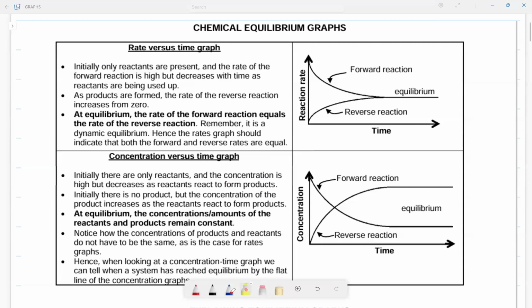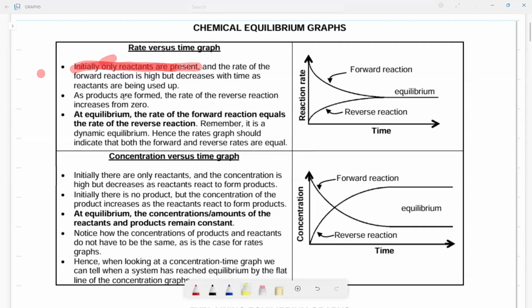Now let's hear what they say here. They say to us, initially only reactants are present. That's true in a reaction. In a reaction, we start with reactants. Then, as they react, that's when we form products. That's what we generally know, right?